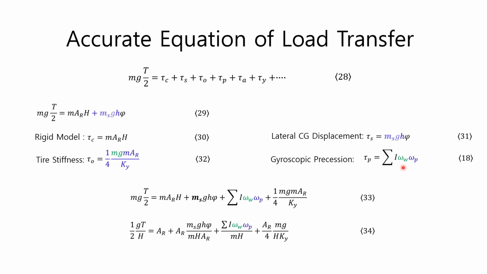When reflecting the tau p, it is important to note that the torque tau p for the parts of the vehicle that rotate opposite to the wheels and tires must be added as a negative term on the right side of equation 28. If all four terms are reflected, the lateral load transfer equation can be expressed as equation 33. Furthermore, if we divide both sides of equation 33 by mh, we can obtain equation 34. The remaining tau due to aerodynamics and tau y due to yaw motion will be covered in subsequent videos.